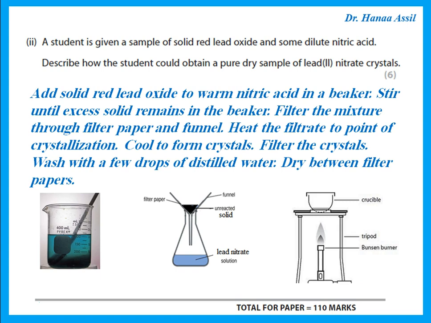So when you have this kind of questions, please think of what you're supposed to explain and then write it. So add solid red lead oxide to warm nitric acid, or you can tell him at the beginning, warm the acid and then add the solid. Stir until excess solid remains in the beaker. Filter the mixture through filter paper and funnel. Please be specific and explain exactly how you do everything and the apparatus that we use.